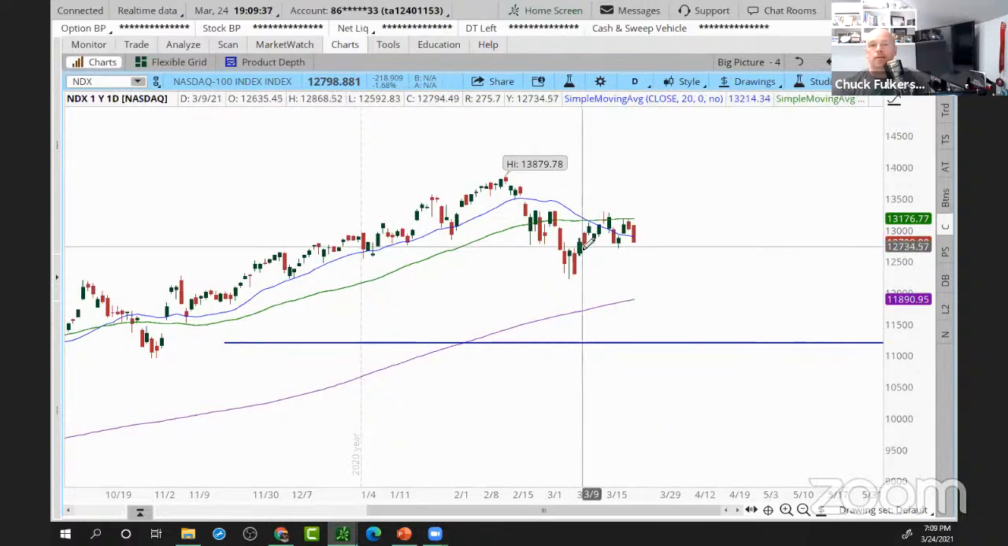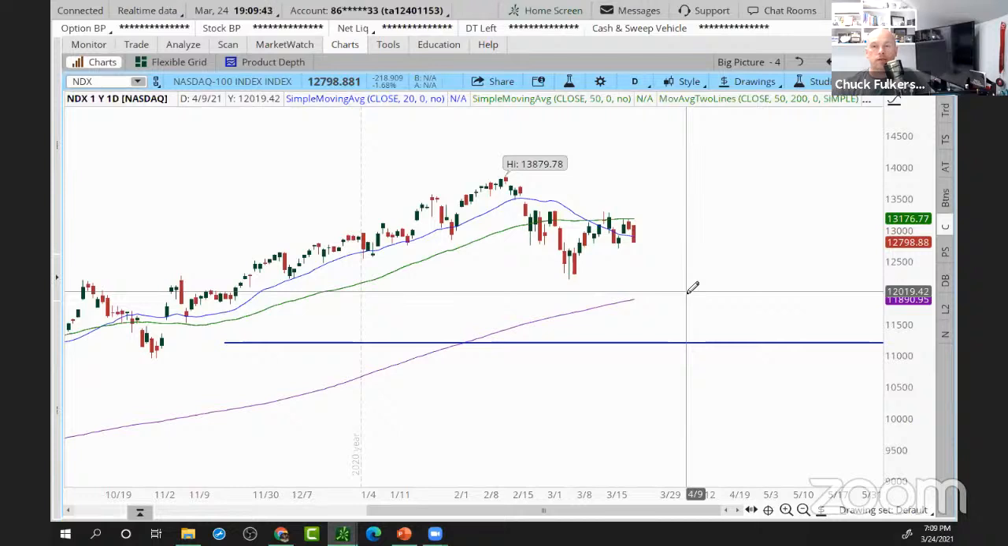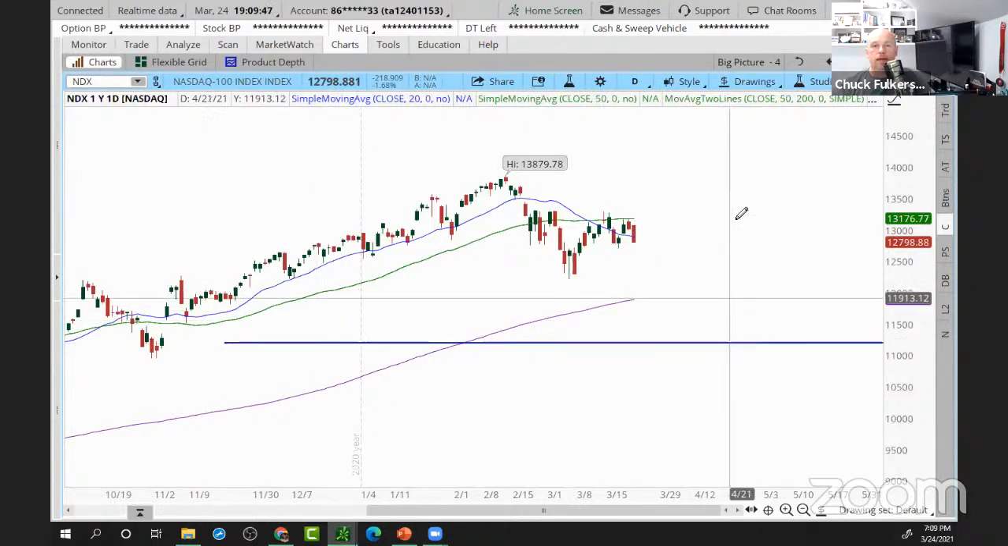If we continue to put in lower lows, and if we get below this 12.6, I think that ultimately our next stopping point's at about 12,019, where we have this area of demand, and then I think we can make it all the way down to here.